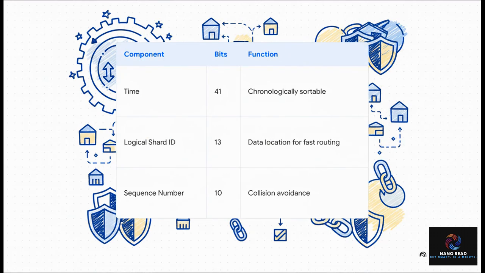And here's where it gets really clever. The ID itself is this little masterpiece of engineering. A big chunk of it is the exact time of creation, which means everything is sortable by date right out of the box. But crucially, it also includes that logical shard ID, the room number. So the ID itself literally tells the system where to find the data. This completely eliminates the need for a separate lookup service, which is a brilliant efficiency hack that saves precious milliseconds.